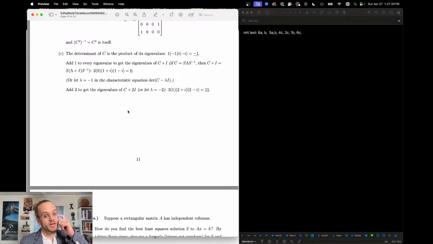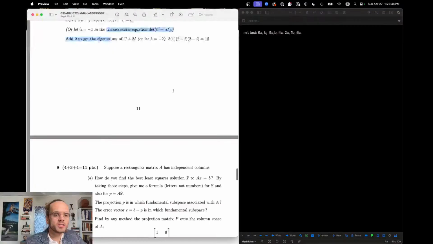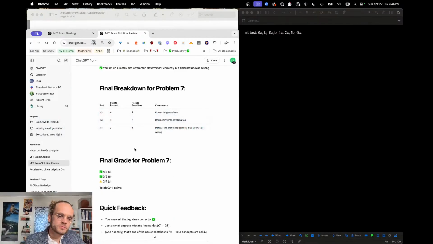Okay, add 1 to every eigenvalue to get C plus I. So it's 0. Add 2 to the eigenvalues of this, or let lambda equal negative 2. 15. So I was super close on that one. And then number 8, let's see.